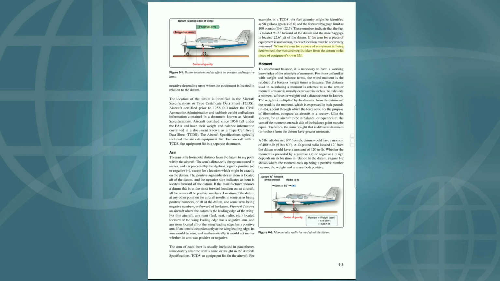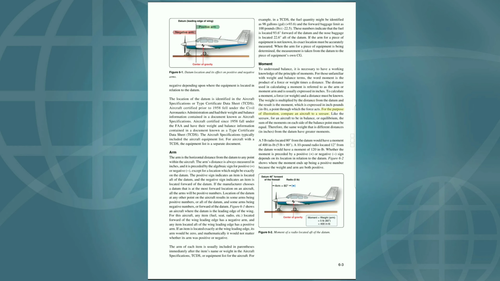When the arm for a piece of equipment is being determined, the measurement is taken from the datum to the piece of equipment's own CG. Moment. To understand balance, it is necessary to have a working knowledge of the principle of moments. For those unfamiliar with weight and balance terms, the word moment is the product of a force or weight times a distance. The distance used in calculating a moment is referred to as the arm or moment arm, and is usually expressed in inches. To calculate a moment, a force or weight, and a distance must be known. The weight is multiplied by the distance from the datum and the result is the moment, which is expressed in inch-pounds, in pounds, a point through which the force acts.